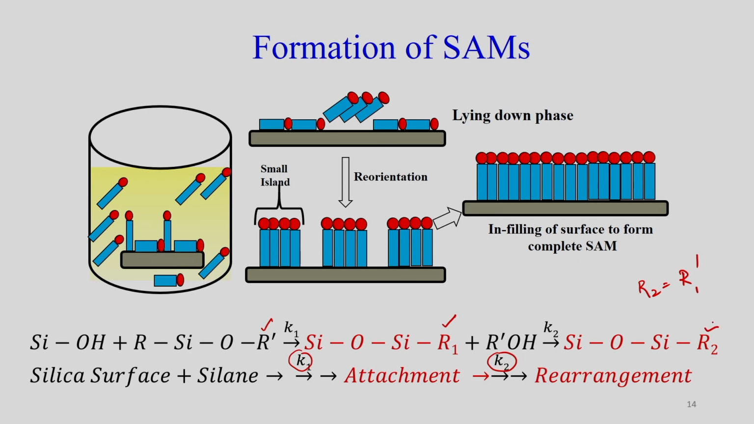So, here we are writing it starts with R dash, it goes to R1, it goes to R2, but R1, R dash and R2 are all the same terminal group. It should not be confused with a mixed SAM.